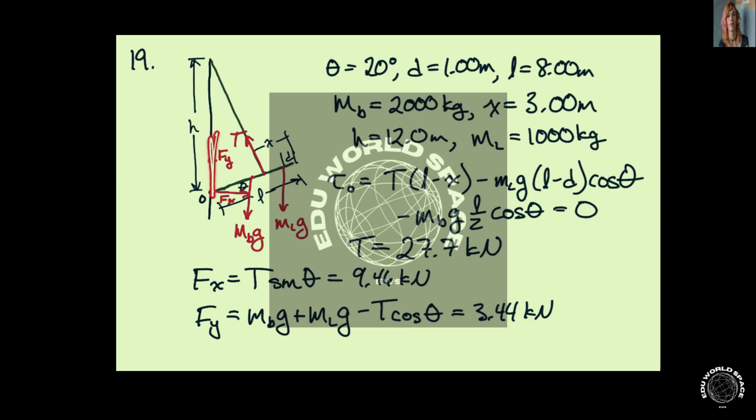And in the vertical direction, we have Fy plus Ty, the vertical component of the tension, must counteract the whole total weight of the bridge and the rider. So we move this term to the other side, and so we get that Fy equals the weight of the rider and the bridge minus the vertical component of the tension in the cable, and that comes out to be 3.44 kilonewtons.